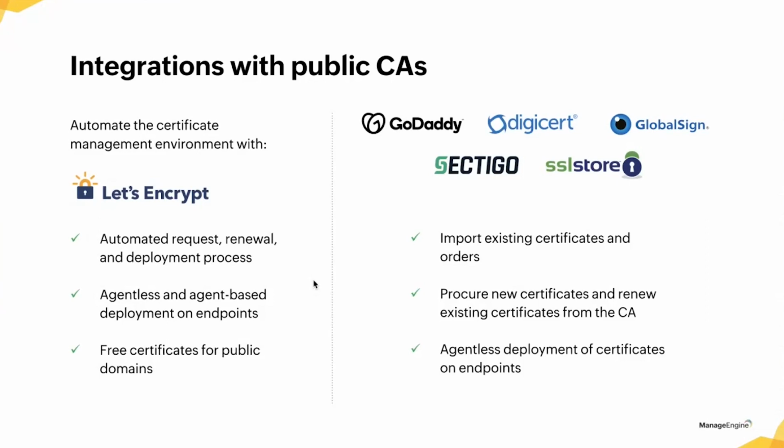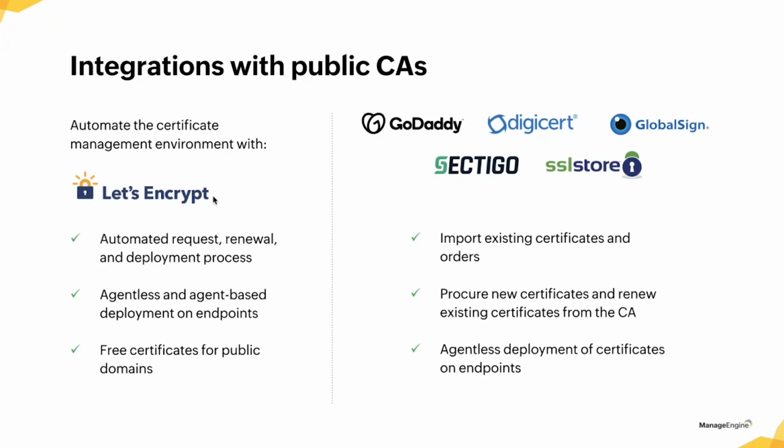So, integrations with public CAs. We already covered that we'll be able to integrate with GoDaddy, DigiCert, GlobalSign, SSL Store, and we also integrate with Let's Encrypt over ACME. And we are going to open the ACME protocol for you so that you can add your own third-party signing authorities to it.